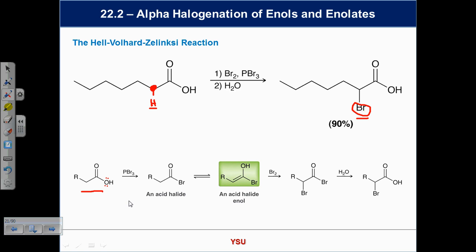So what we do instead here is we modify the procedure. First of all, we take PBr3 and we treat that carboxylic acid, and very much like the mechanism for SOCl2, which I'll show you in a second, we're going to form a bromide. And this is an acyl bromide. Now, it turns out the amount of enol in a solution of acyl bromide is more significant. There is more of the enol present if you put a bromine there than there is if you don't.